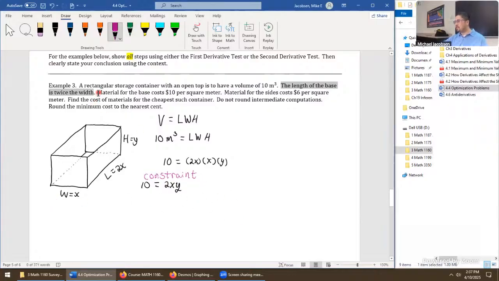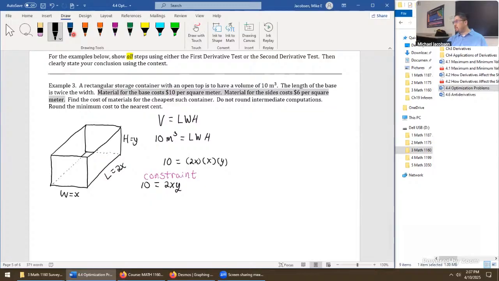Next part is this cost analysis right here. Let's leave this part highlighted. This is maybe the trickier part of the problem. The costs are different for this. Looks like the base is extra reinforced. It's at $10 per square meter. The sides are not extra reinforced, so we're probably not putting a volume or a liquid inside this volume. So all four sides just at a rate of $6 per square meter.